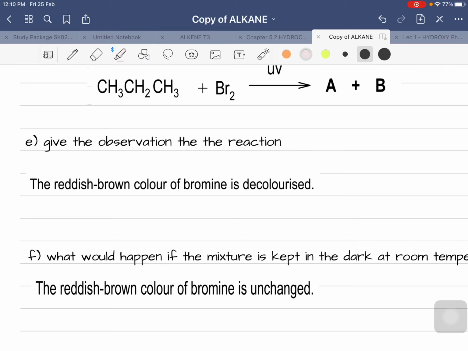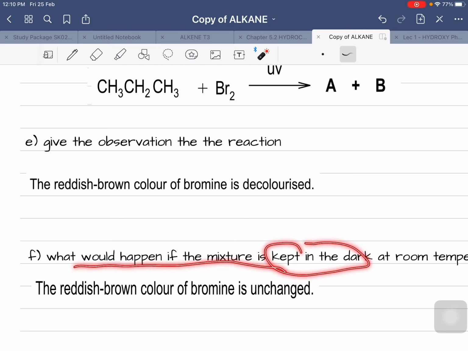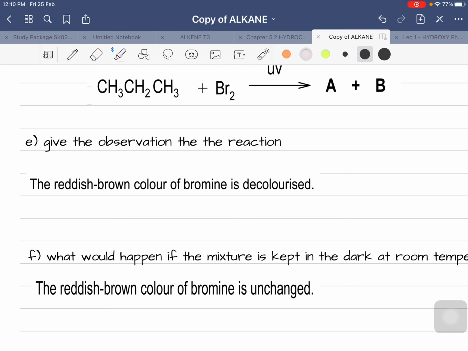Oh ya, ada soalan 7 yang kita belum habis bincang lagi, iaitu apabila alkane react dengan bromine in the presence of UV, dia kata give the observation of the reaction. And then what would happen if the mixture is kept in the dark? So, kalau kita buat observation, kita gunakan bromine. Bromine is the reddish brown color.